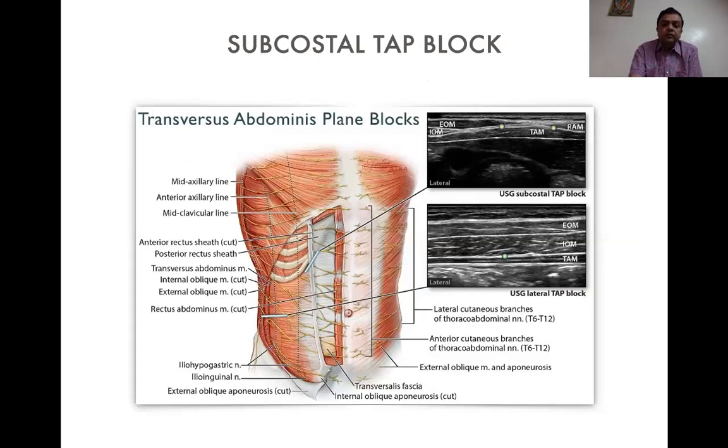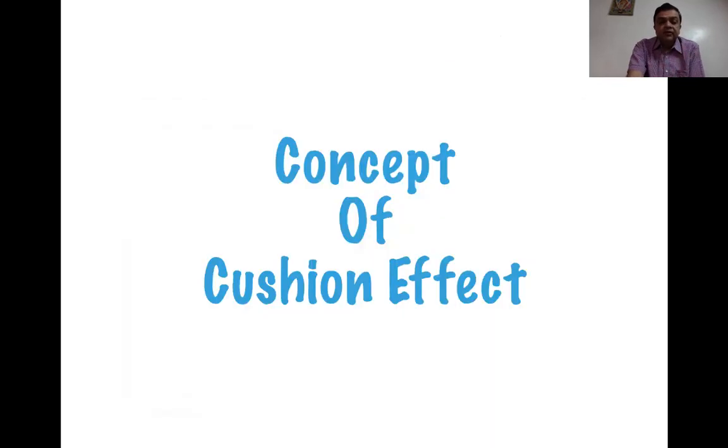For subcostal TAP block, again, as I said, you have to go into the subcostal area. So you have to go 2 to 3 cm anterior to the anterior axillary line. Again, feel two pops of external oblique and internal oblique fascia and inject the drug in the TAP plane, and you will block T7, T8, and T9. It can be used for upper abdominal surgery.